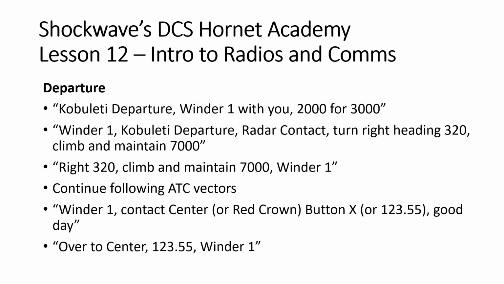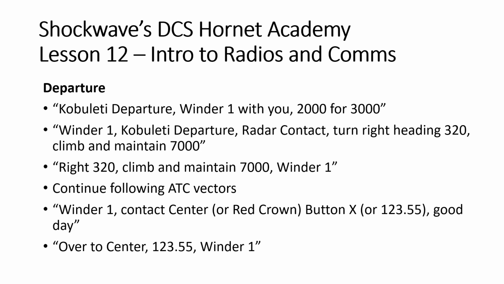And departure would come back and say, "Winder 1, Koboledi departure, radar contact, turn right heading 320, climb maintain 7000." So essentially, the purpose of departure is to deconflict departing aircraft from the airport. So if you have about 30 aircraft, they're all departing, they're just making sure that they go to different directions, hopefully towards their destination, but not necessarily. With instrument departures, it's a bit different as well. Like, they could give you a standard instrument departure that you have to follow and stuff like that. So you would repeat, "Right to 320, climb, maintain 7000, Winder 1."